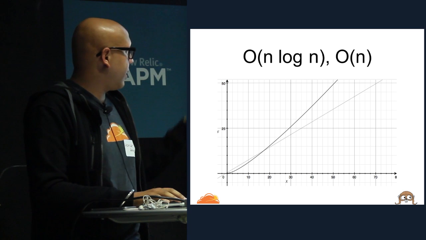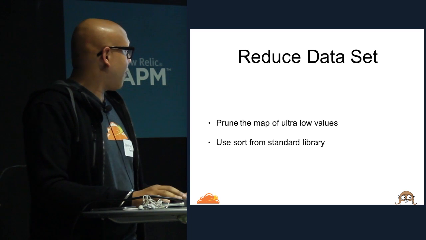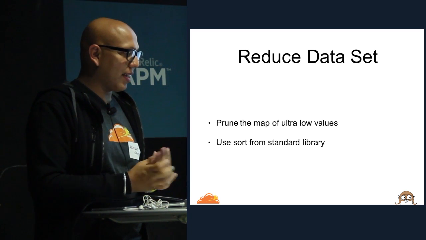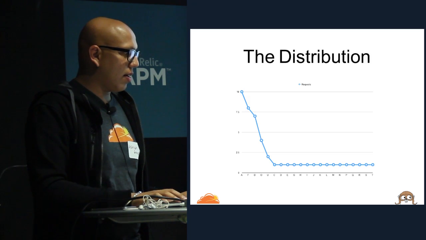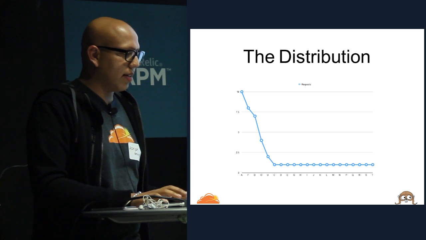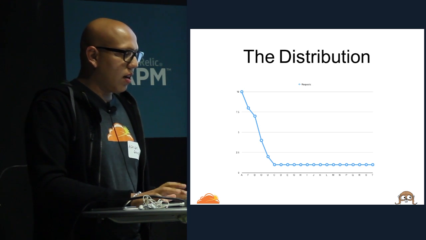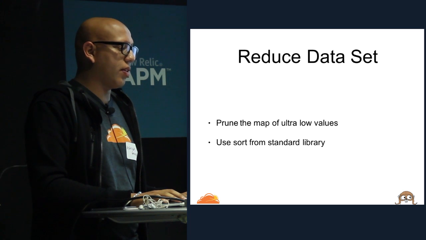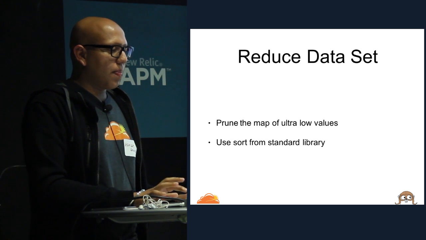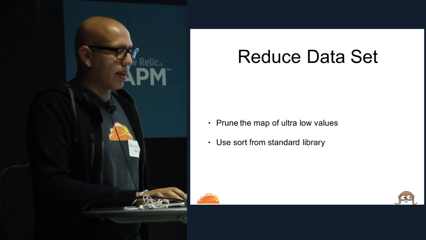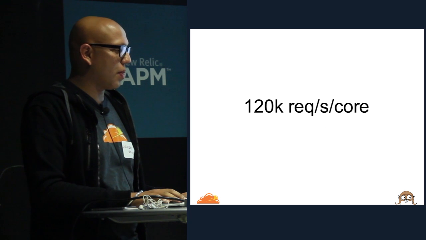But they do deviate as n increases. So instead of implementing quick select, I decided to just use the sort. And for that, you could reduce the data set. If you go back to our distribution, there are ultra low values which are almost impossible to contribute to the top K heavy hitters. So you prune the map of ultra low values. Now you have a manageable set of values, and you just use the standard library sort. That resulted in correct output, and it did 120 requests per second per core.